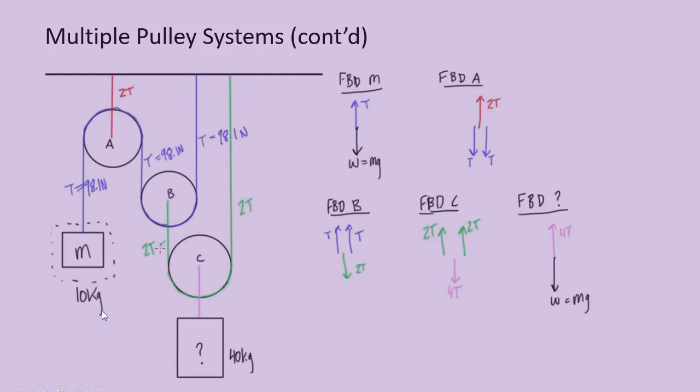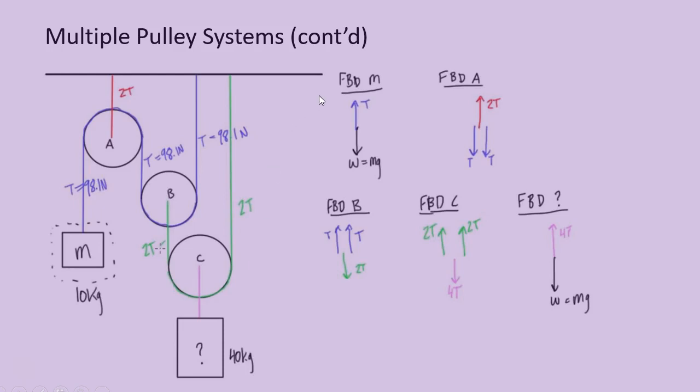In this problem, we are given a block of mass M on the left-hand side of the blue rope, and we're asked to find out what the mass of this block here attached to pulley C has to be in order for the system to be in equilibrium. Now, by equilibrium, we mean it could either be stationary or moving with constant velocity. We'll solve this the same way we did in the previous slide.